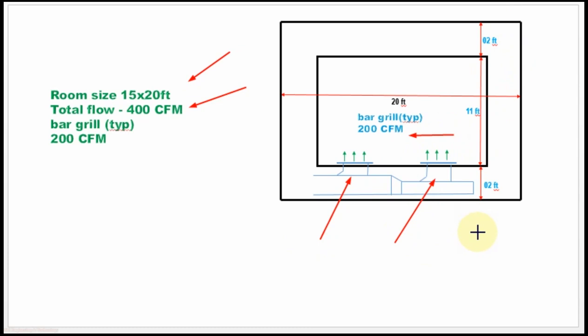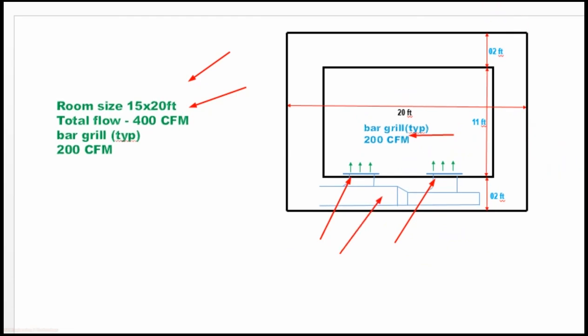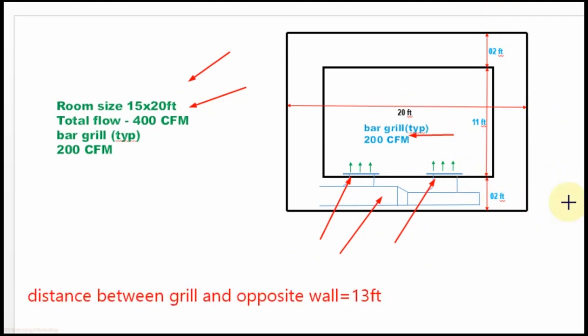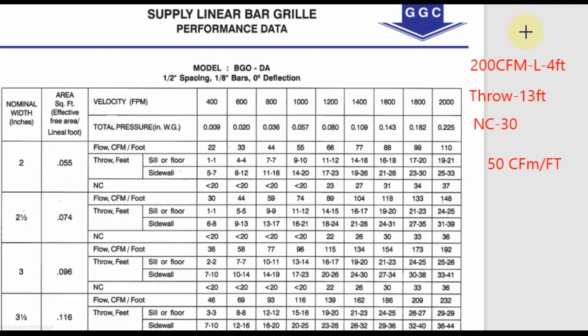Now we will select the size for this bar grill for the required CFM and throw. The supply air duct is running inside a bulkhead inside the room, so the distance between the face of the grill and the opposite wall is equal to 11 plus 2, 13 feet. We have these parameters to select the bar grill: 200 CFM for 4 feet length of the bar grill, throw 13 feet, maximum NC value 30, and CFM per feet will be 50.